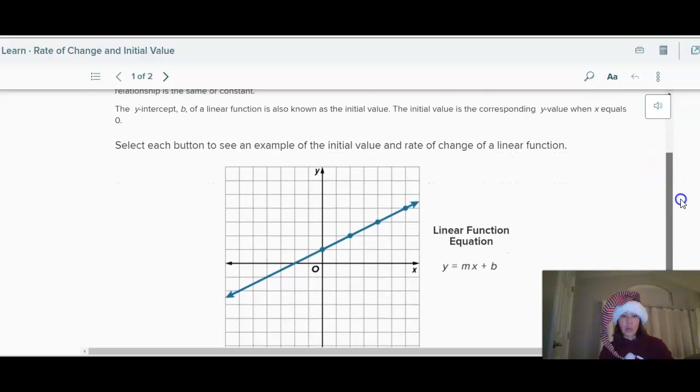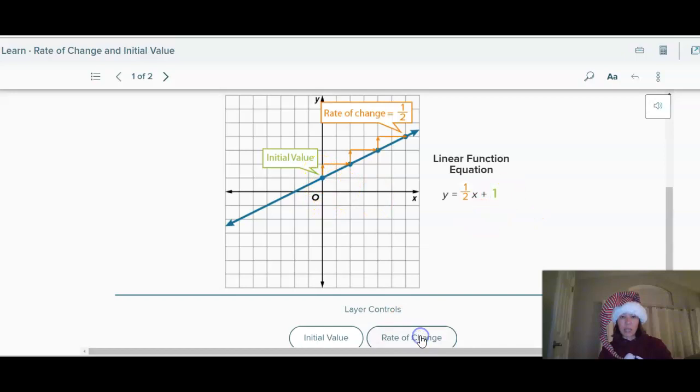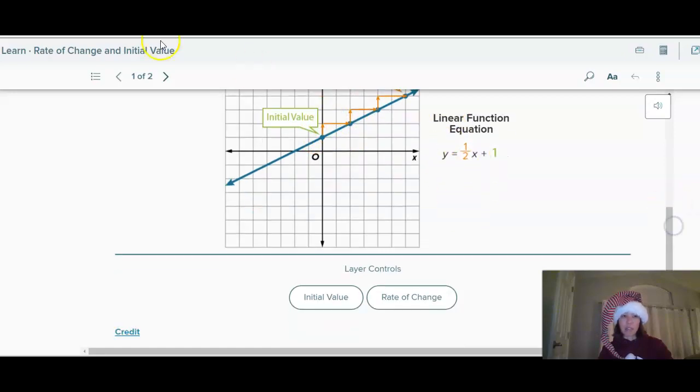So again, just a quick recap here. The initial value, our y-intercept is 1. So when x is 0, y equals 1. And then the rate of change from this point to this point, I go up 1 over 2, up 1 over 2. So my slope is 1/2 right there.